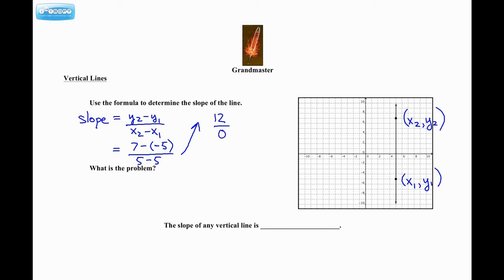That's a problem. Okay. What is the problem, or why is it a problem? It's because 12 divided by 0 is undefined. You cannot divide numbers by 0. Try it in your calculator. It'll give you an error. Okay? So what's the slope? Well, that is the answer. The slope of any vertical line is undefined.